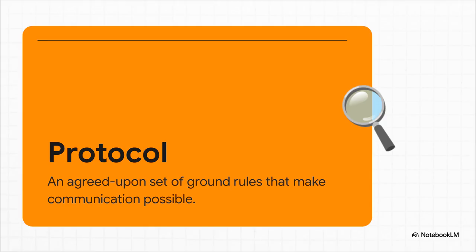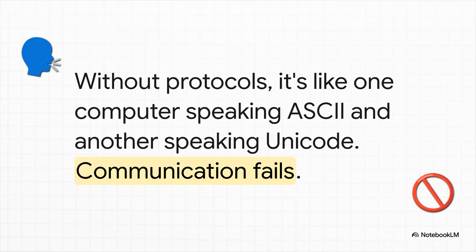It's a set of ground rules that every single device agrees to follow just to make sure that when one computer sends a message, the other one can actually understand it. And you can see why this is so important, right? Without these common rules, it would just be total chaos. It'd be like one computer trying to speak in an old code like ASCII and another using something modern like Unicode. They'd just be shouting digital gibberish at each other. The signals would be there, but no real communication would be happening at all.